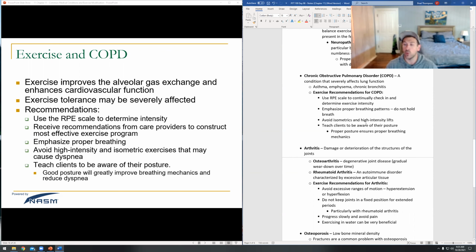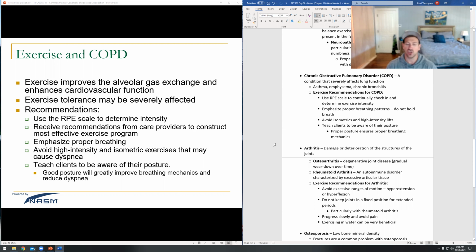There's another one where you want to avoid isometrics and high intensity lifts. I will say, if your client has COPD, they can do high intensity. They can do isometrics. You just have to make sure that they are breathing while they are doing it. That's the problem. It says avoid these here because generally people tend to hold their breath when they are doing isometrics. And then we obviously hold our breath, that sort of natural Valsalva maneuver, when we're lifting really heavy. And so both of those things are not really recommended for COPD.